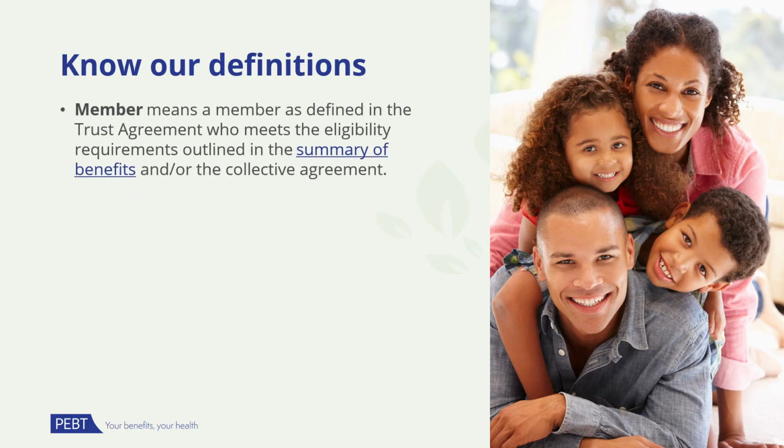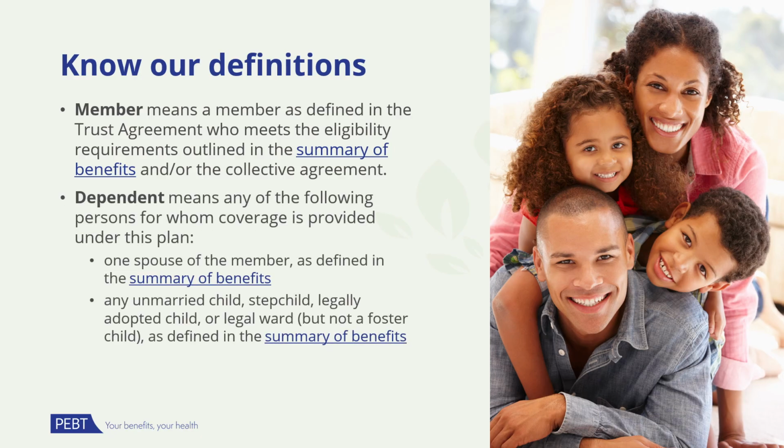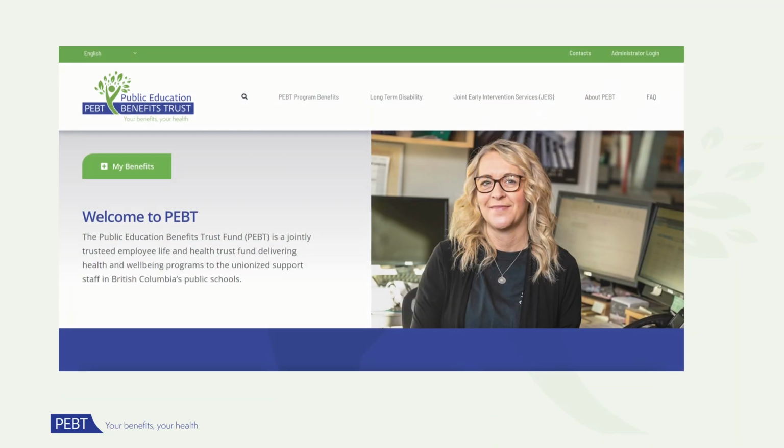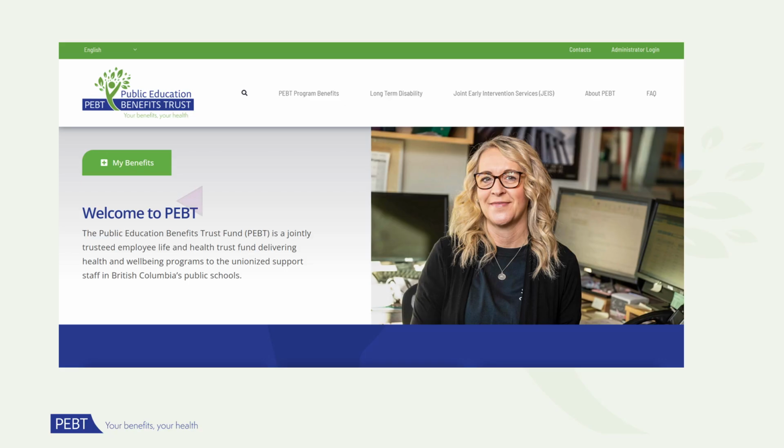Member means a member as defined in the trust agreement who meets the eligibility requirements outlined in the summary of benefits and/or the collective agreement. Dependent means any of the following persons for whom coverage is provided under this plan: one spouse of the member, as defined in the summary of benefits, any unmarried child, stepchild, legally adopted child, or legal ward, but not a foster child, as defined in the summary of benefits. You can find the summary of benefits on the PEBT website by clicking on My Benefits and selecting your school district.